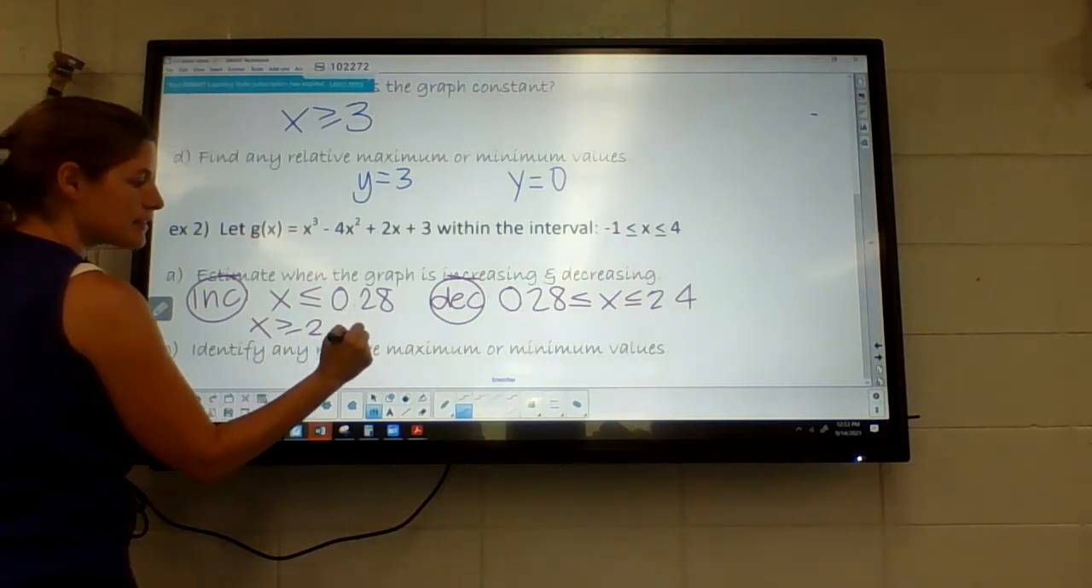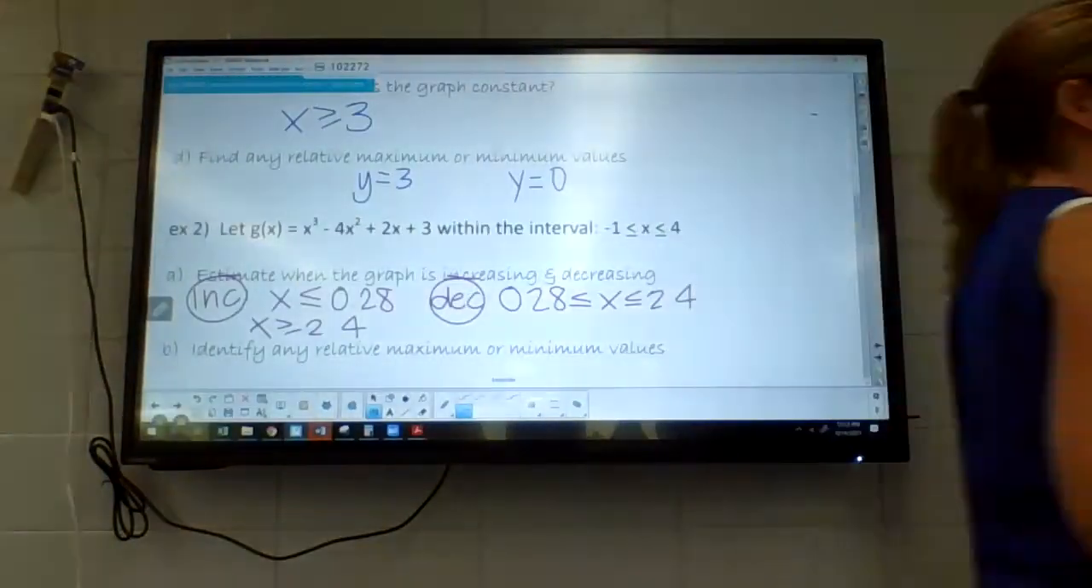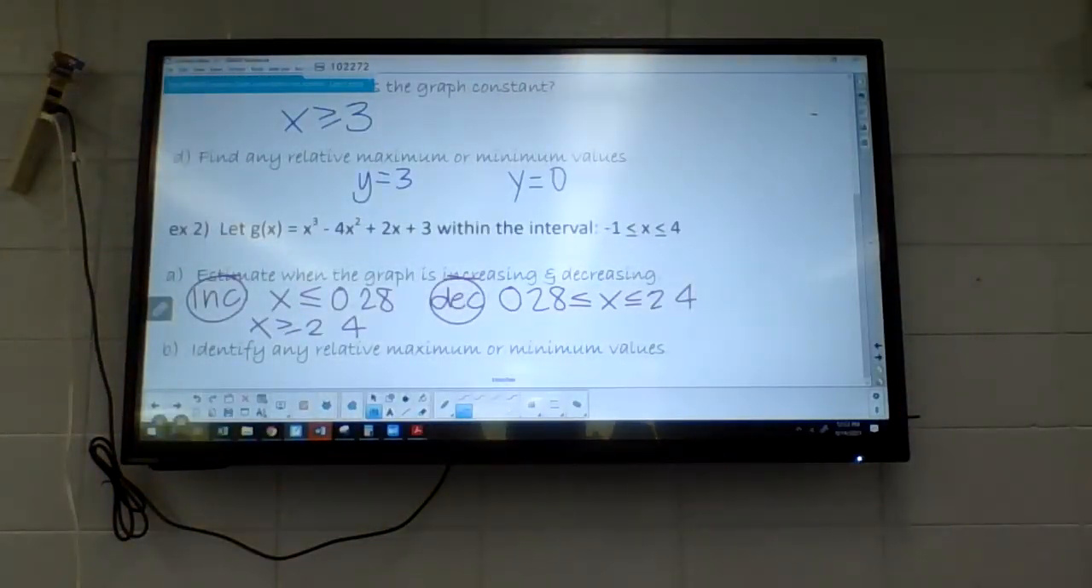So when they set our window, we don't have to stop our increasing and decreasing. So you don't have to say it stops at -1, like you don't have to worry about that. I mean, I guess you could say that if you want to be particular.